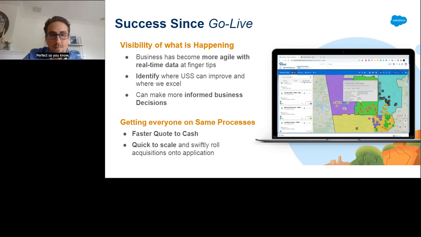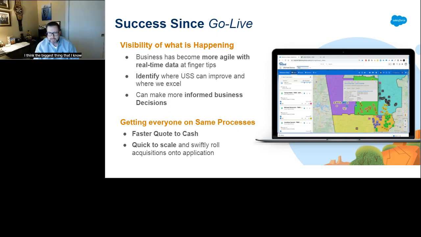Perfect. So, I think the biggest thing that I know our executive team would say has been the visibility factor, right? When it comes to reporting, when it comes to being able to tell where technicians are from an area manager level, what has been completed throughout the day. Are we behind? Are we ahead of schedule? The overall visibility has totally been a game changer. Identify where USS can improve and where we can excel.